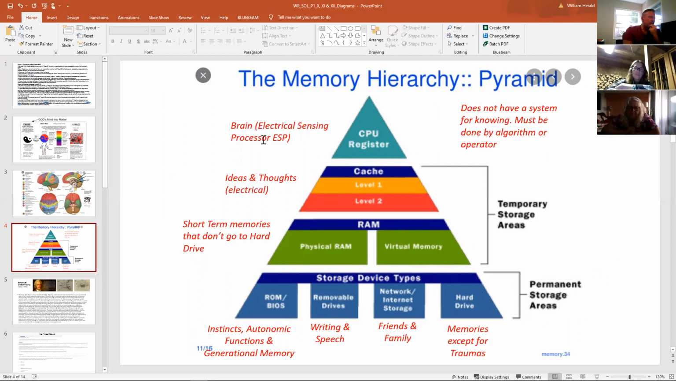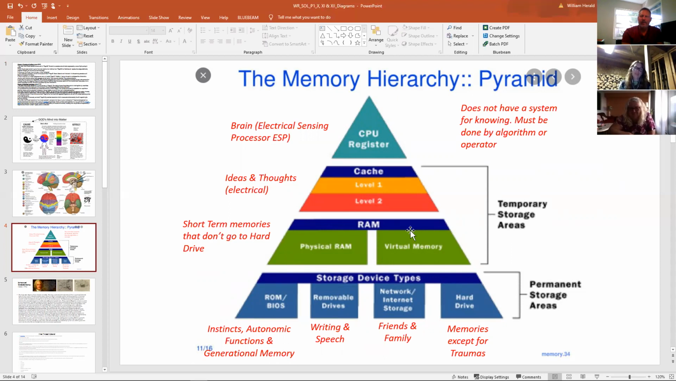So within this, we talk about the CPU or the register, which I would call the brain, right? It's really the central processing unit. So electrical sensing processor is what I call it, ESP. And then from that, we have the cache with level 1 and level 2, which is actually ideas and thoughts, probably electrical. And then we have RAM, which could be short-term memories that don't go to the hard drive, because they're temporary storage, right?